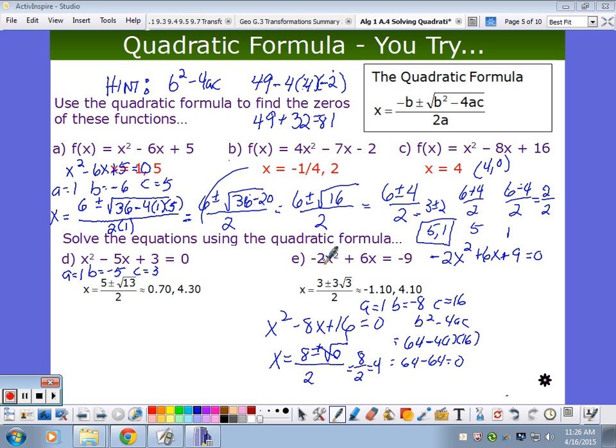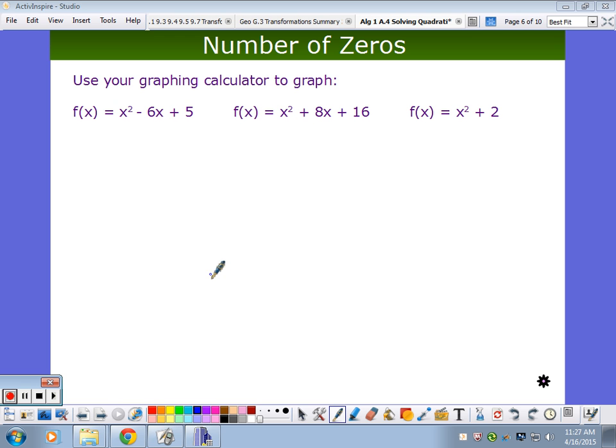The quadratic formula only works for ax squared plus bx plus c equals 0. So if you have something over here, get it over to the other side. In this case, I have the 9. This is what you're going to use: a is negative 2, b is 6, c is 9. But for the number of zeros, I'm going to do this real quick only because we're running out of time. If you were to use the graphing calculator on this, you get something like that. So how many zeros? 2.